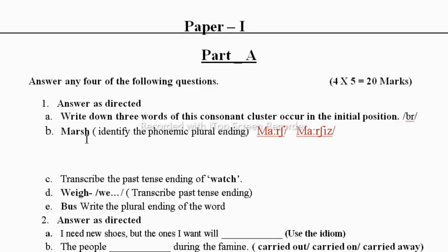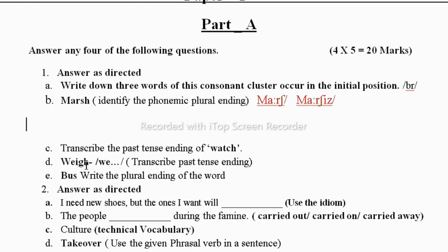Now next one is marsh. Identify the phonemic plural ending of marsh. So what you need to do, first of all you need to write the phonemic transcription of this word, marsh. Then you need to identify the plural endings. So this also I have explained in detail. You can go through the playlist. You would find 2 videos of these plural endings. So here how you need to write the endings, that also I have explained in detail. So this is marsh, it is ending in the sha sound, that means you need to add iz to it to make it plural, marshes. The next one is transcribe the past tense ending of watch.